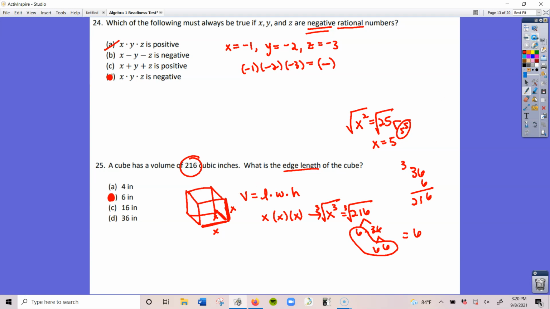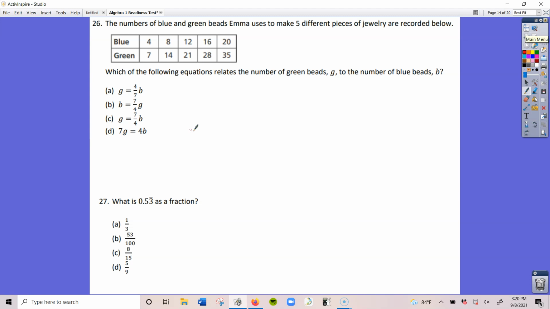Let's go to number 26. The numbers of blue and green beads Emma uses to make 5 different pieces of jewelry are recorded below. Which of the following equations relates the number of green beads, G, to the number of blue beads, B? When you see this, relates, that's usually some type of a ratio. The number of green beads over the number of blue beads, G to B, G to B.